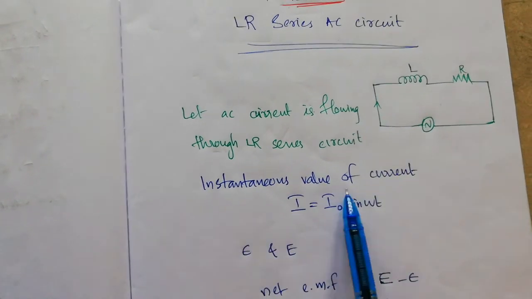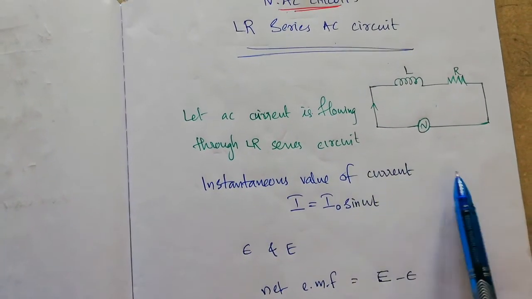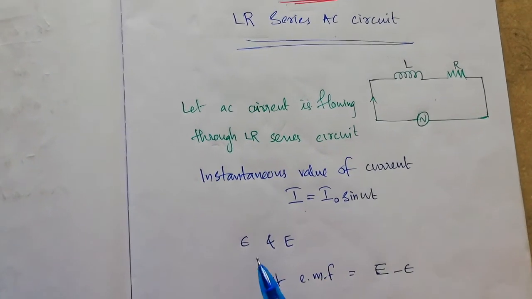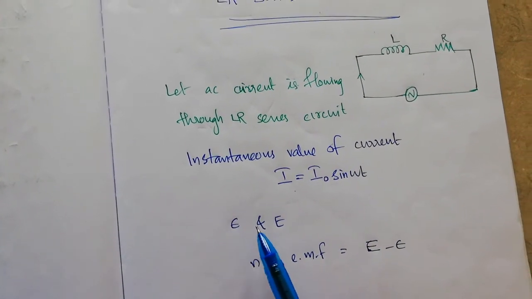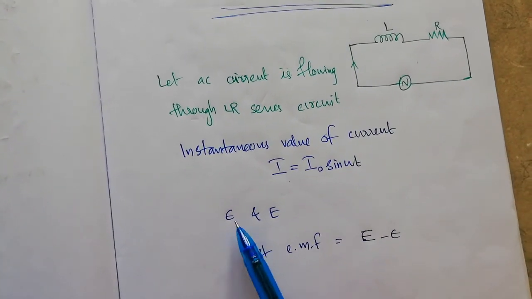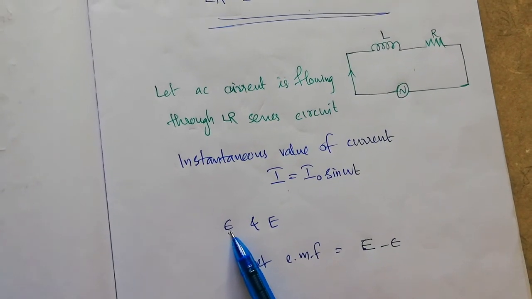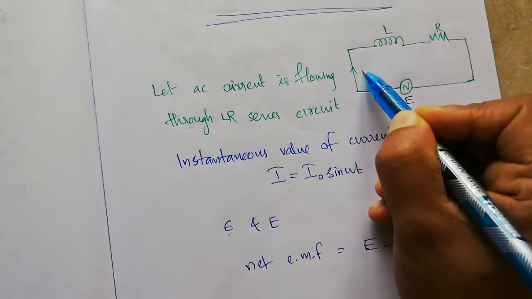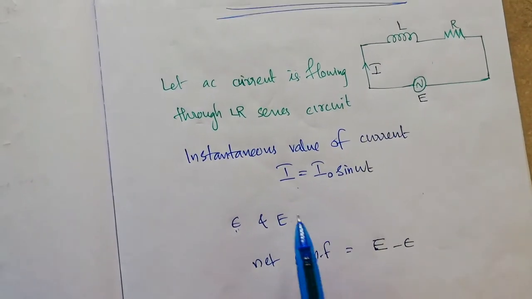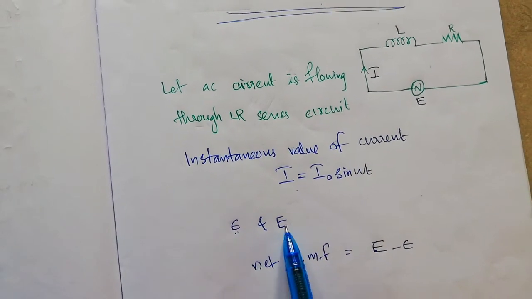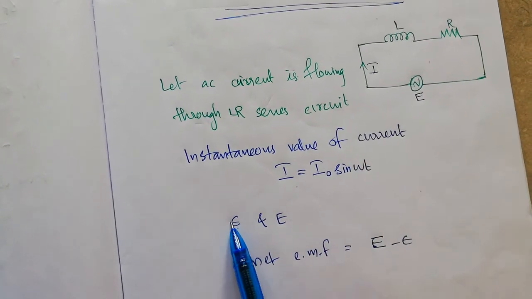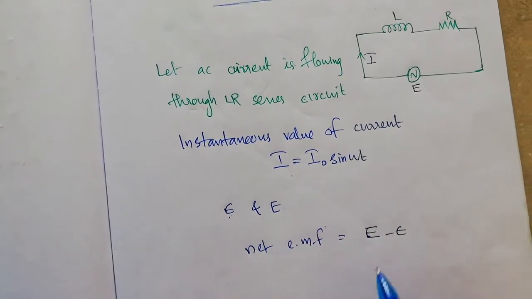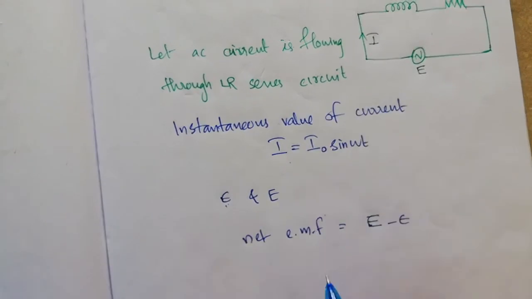If the instantaneous value of the current passing through the LR series circuit is I equal to I0 sin omega t, and because of the self-induction, the induced EMF in that coil is e and the applied EMF is capital E, and I is the current passing through this. Then these two are opposite to each other. That is, the induced EMF opposes the applied EMF. So, the net EMF in that circuit will be E minus e.